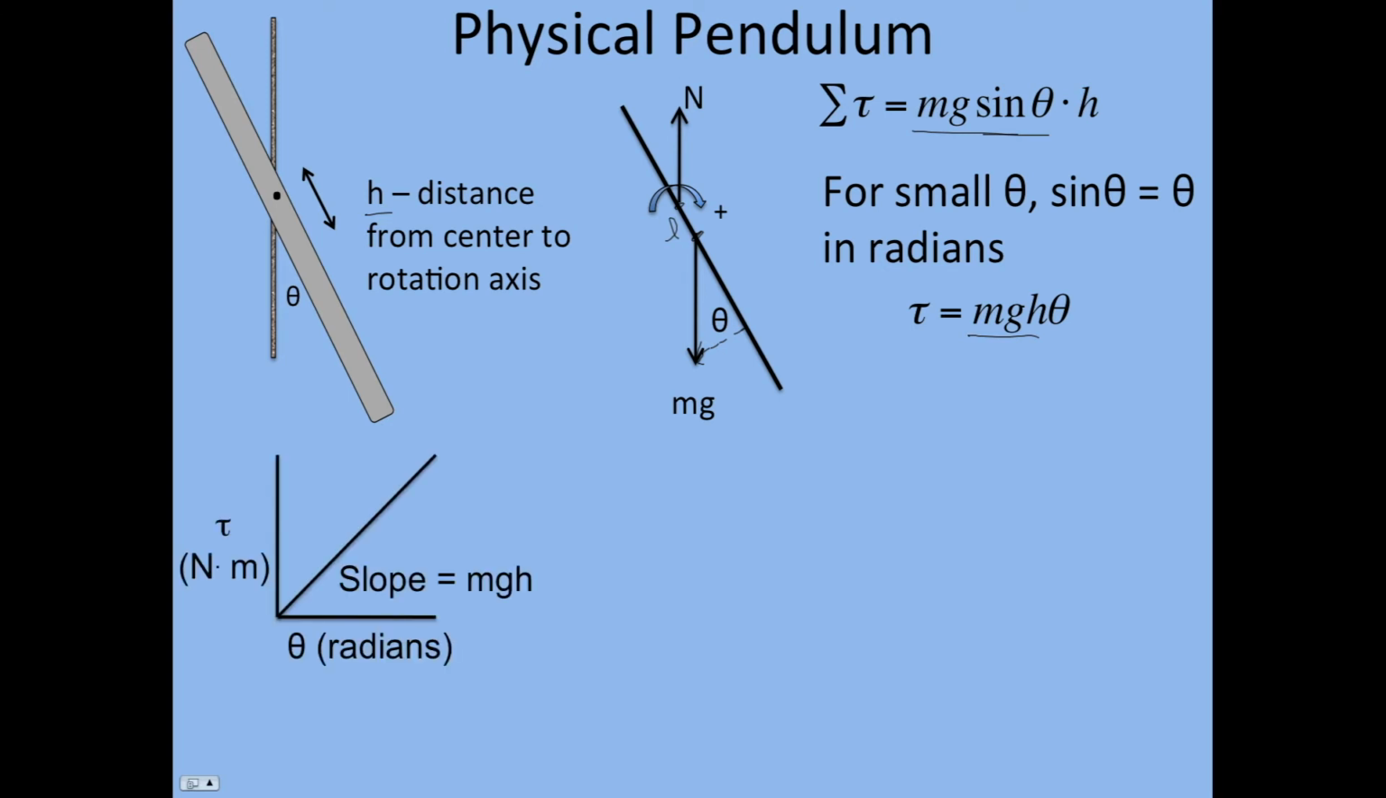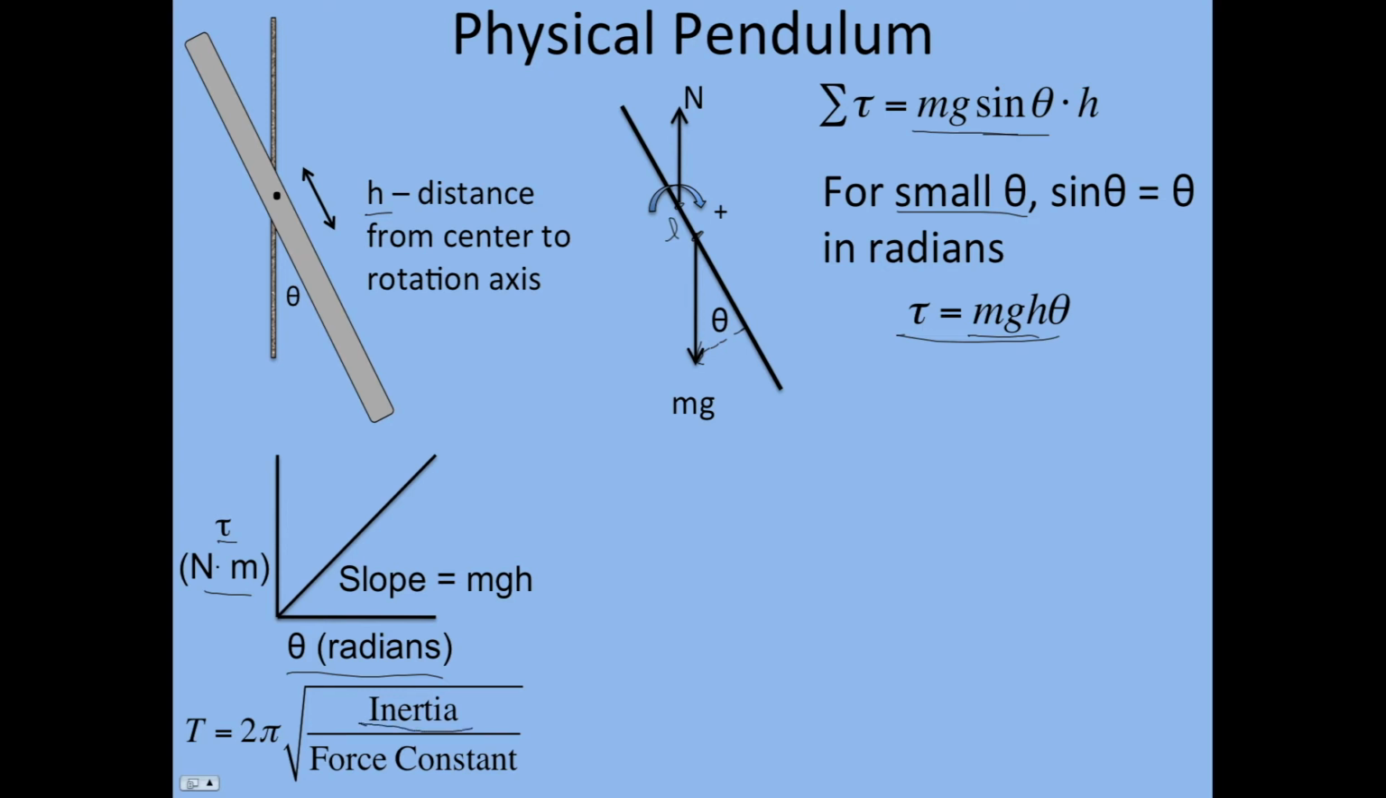and then we have sine theta, which we've replaced with theta, so we get the torque. And so now I can make a graph, kind of like we were doing with the spring mass system, where we did force versus x, or a simple pendulum, where we did force versus the arc length x. Now we're doing torque, newton meters, versus theta in radians. And the slope of this line would be mgh, and it would be a straight line, at least for small angles out to 20, 25, 30 degrees, depending on how much deviation you're willing to take.